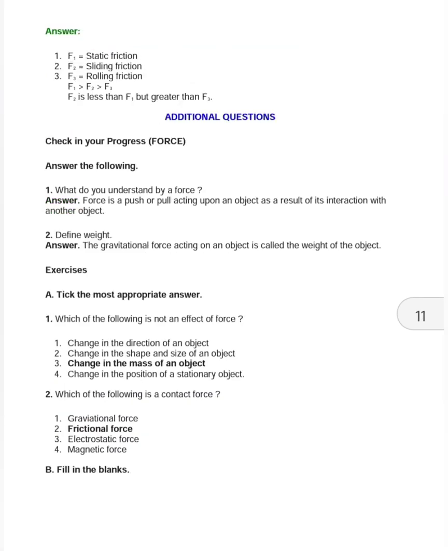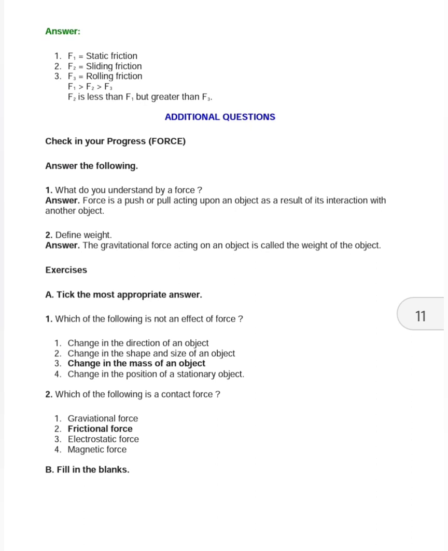Answer. F1 is equal to static friction, F2 is equal to sliding friction and F3 is equal to rolling friction. F1, that is static friction, is greater than F2, that is sliding friction, which is greater than rolling friction, that is F3. F2 is less than F1 but greater than F3.